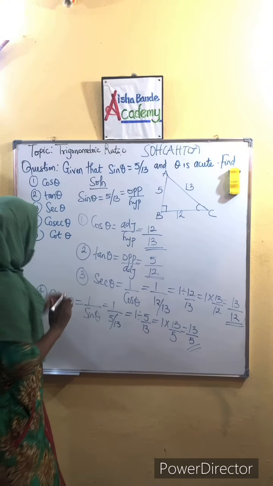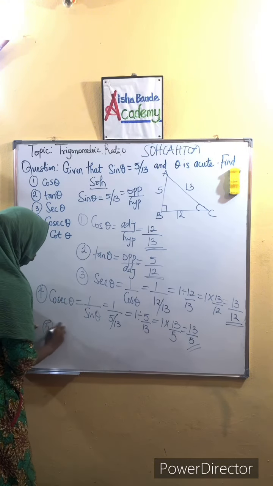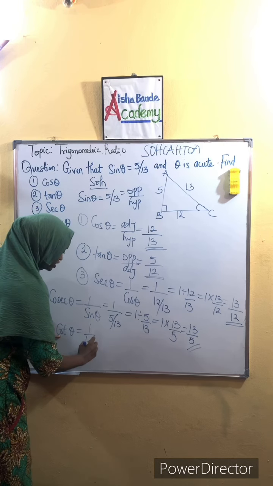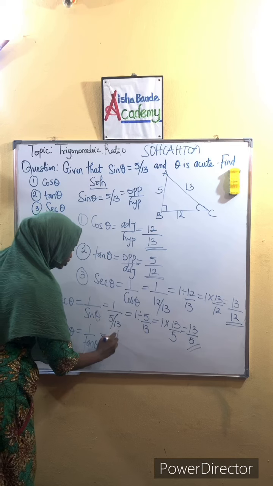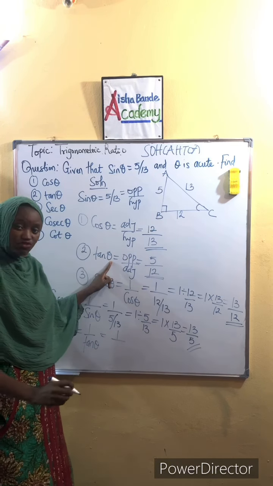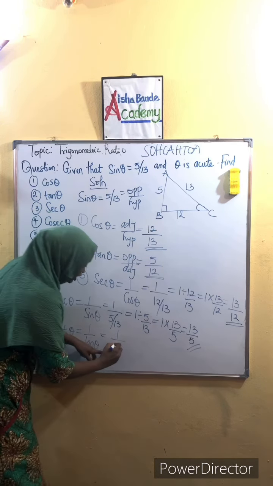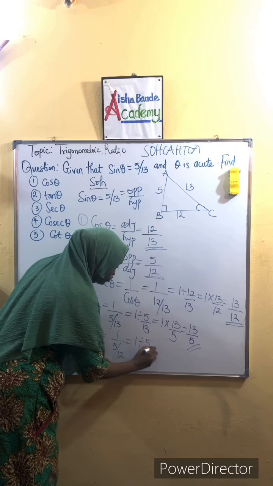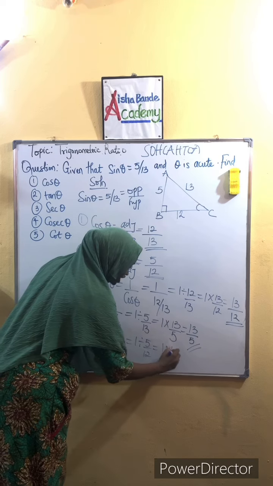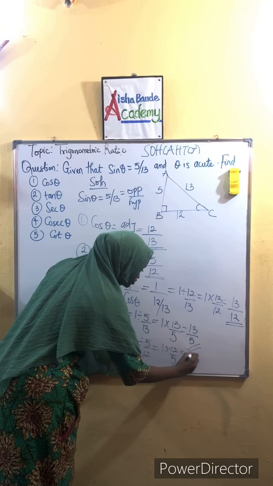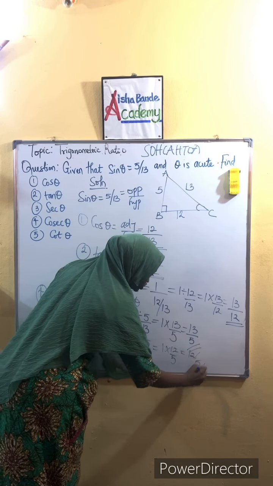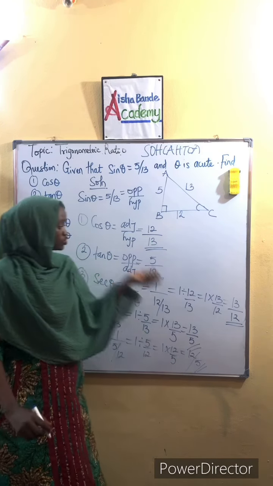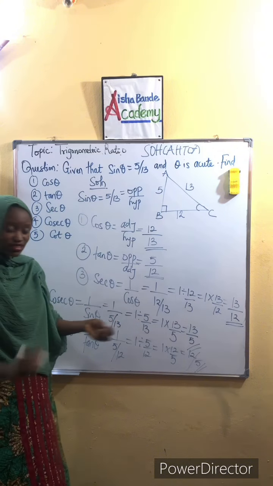Moving on to the last one, which is cot theta, number 5. The formula for cot theta is 1 over tan theta. We have already calculated tan theta, which gave us 5 over 12. So we have 1 divided by 5 over 12, which equals 1 times 12 over 5. 1 times 12 gives us 12 over the denominator 5. So cot theta is 12 over 5. This is as simple as that.